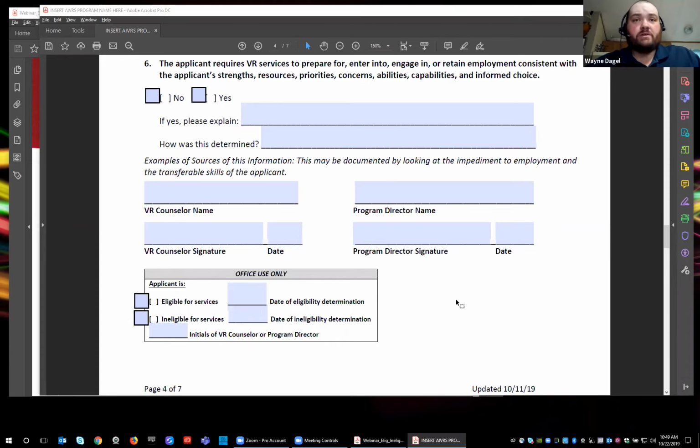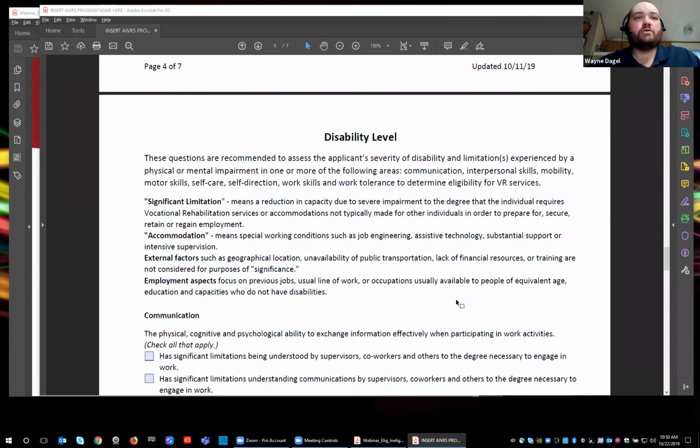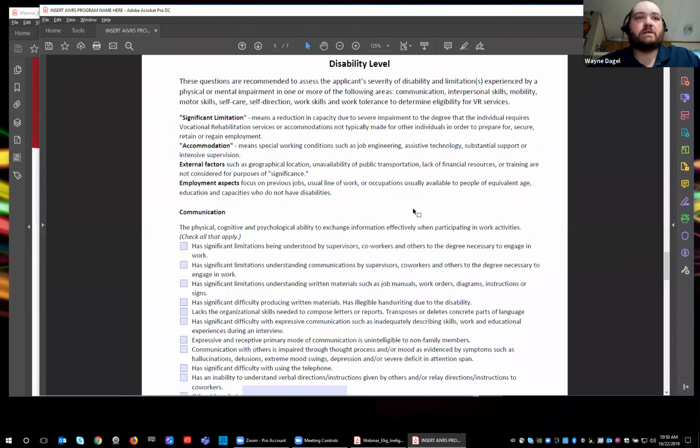Now we're going to move into the other pages, and this is that disability level tool. It identifies and defines some terms that we throw around quite regularly as professionals and in determining eligibility.